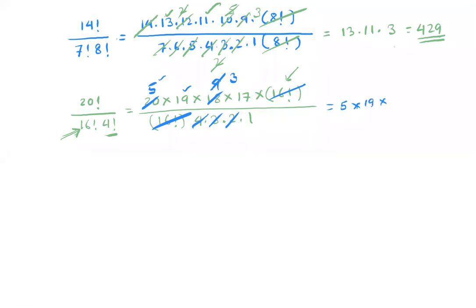times 3 times 17. And if you multiply it out, 5 times 19 times 3 times 17, it is 4845. And that's what you will get.